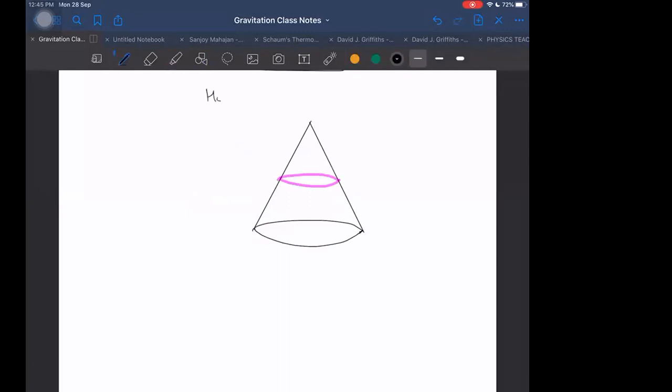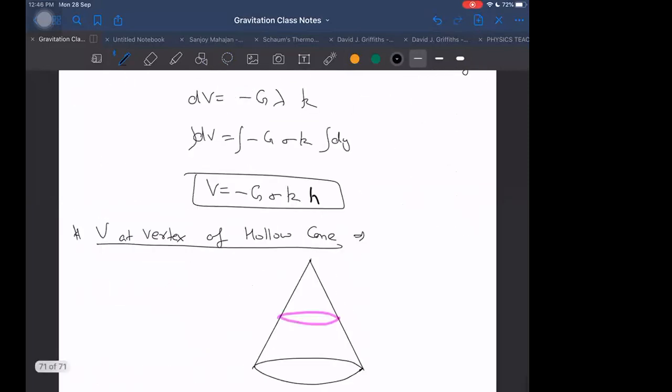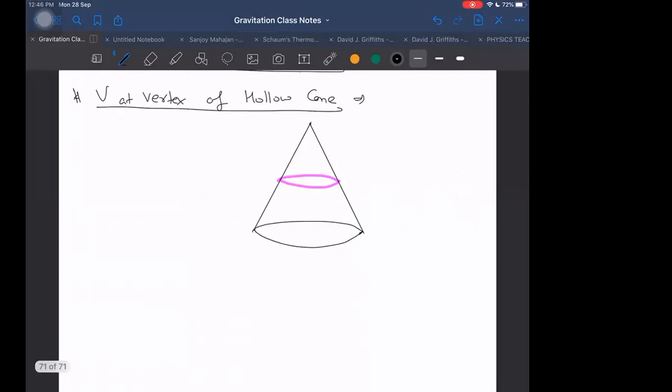Hollow cone. V at the vertex of a hollow cone. What will be V at the vertex of the hollow cone? G into dm by r for the ring. Integrating the rings.